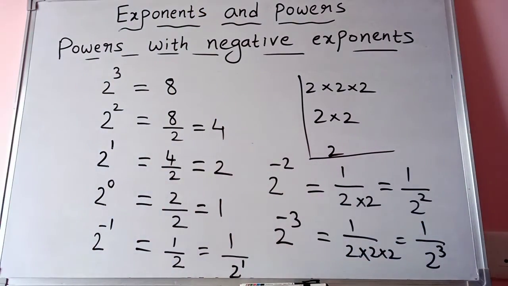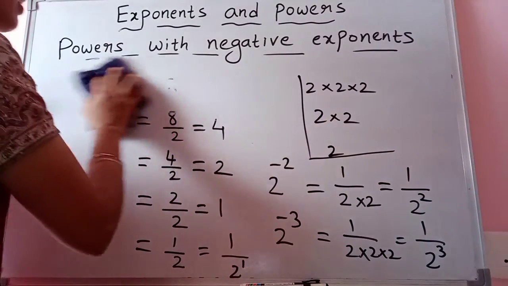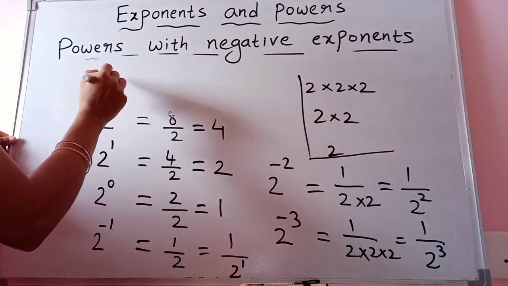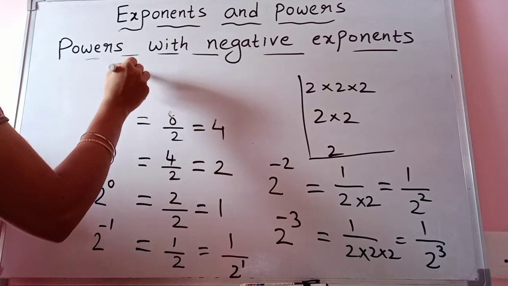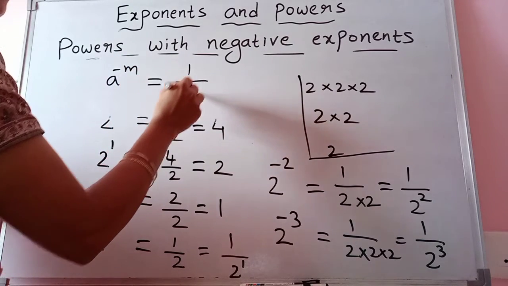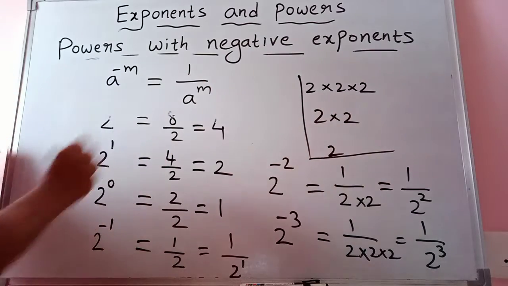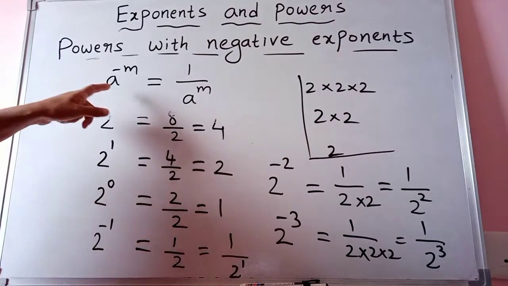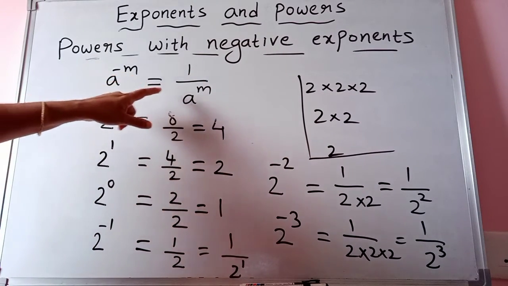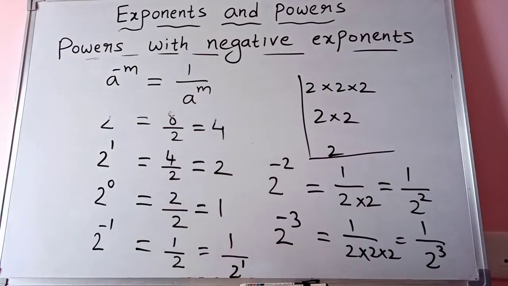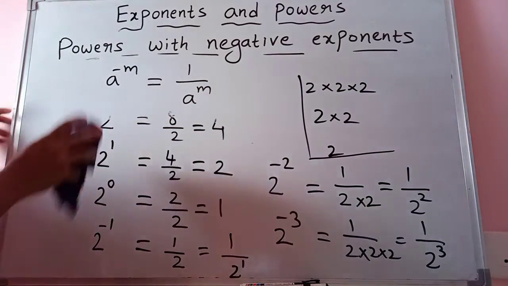From this what did we come to know? The general form of a power: a to the power of minus m is equal to 1 by a to the power of plus m. Okay. If the exponent is negative, we can convert it into positive by writing its reciprocal, that is 1 by a to the power of plus m.